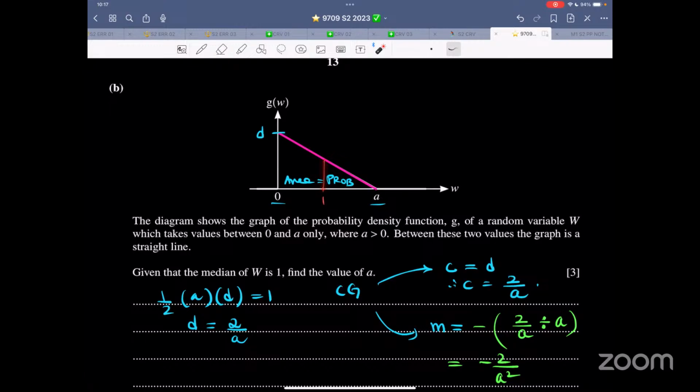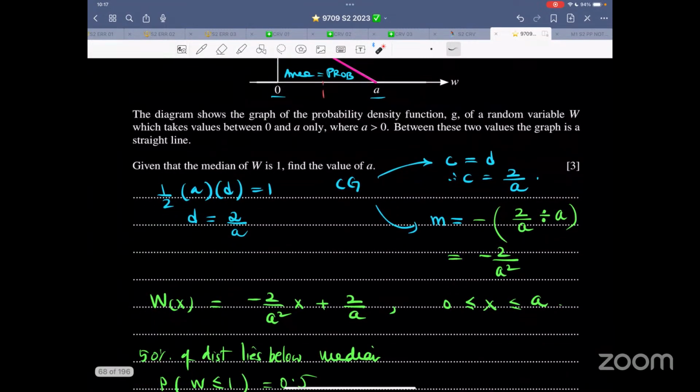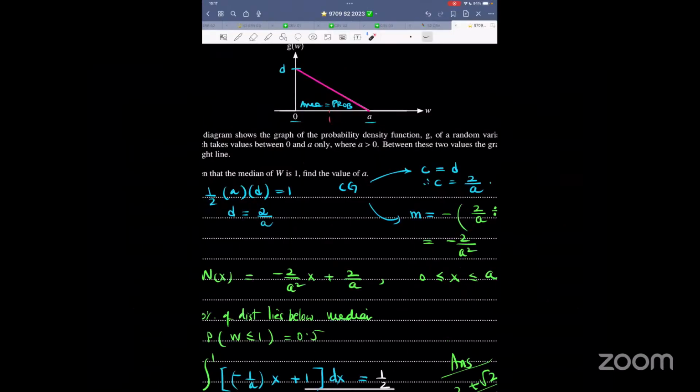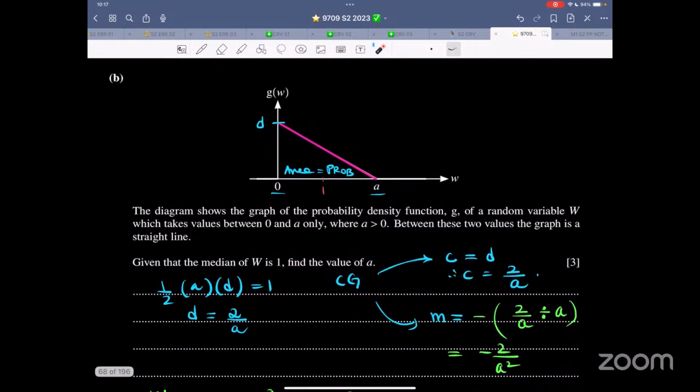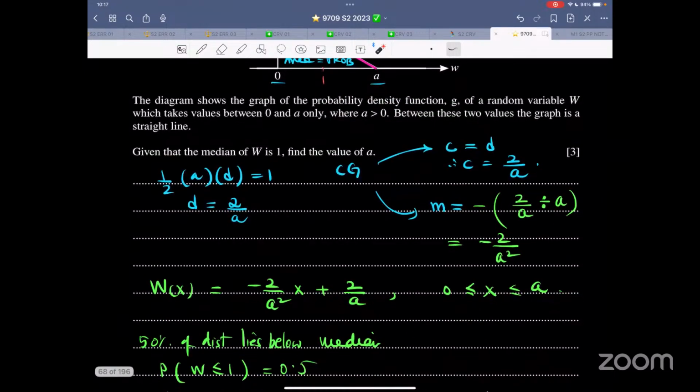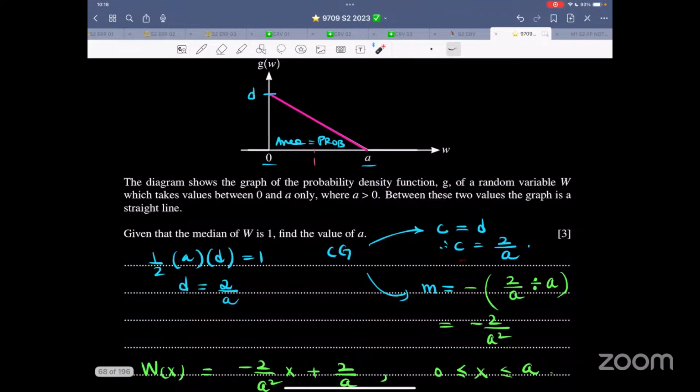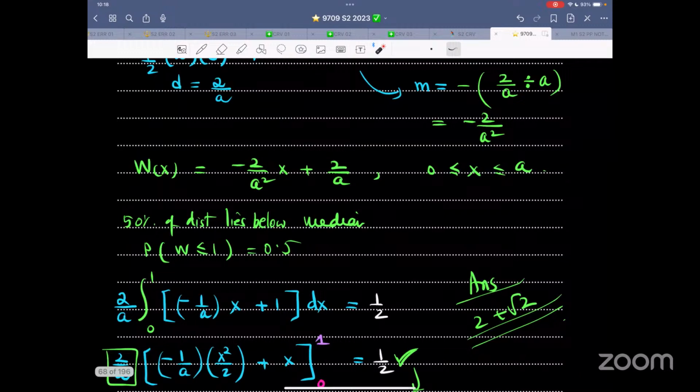So that means we have to work with this thing. Now this one is a different question. It's a different graph. First of all, there is D and there is A. I have labeled D myself. So half into A into D is 1. Therefore, D is 2 over A. Coordinate geometry: the y-intercept is D, that we can see. And C is equal to D, that is the y-intercept, which is 2 over A right over here. Gradient is change in y over change in x, that is this thing. And that's how this equation is formed.